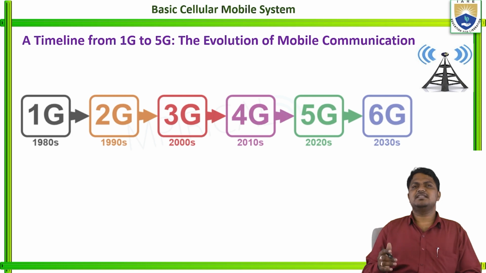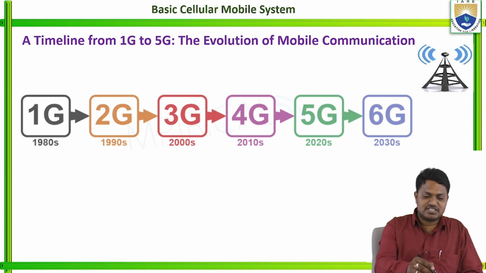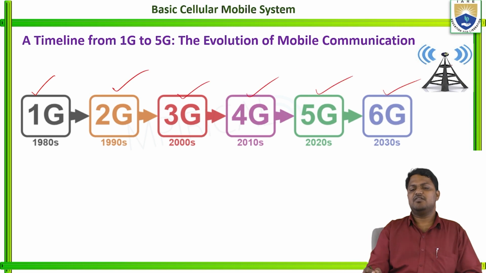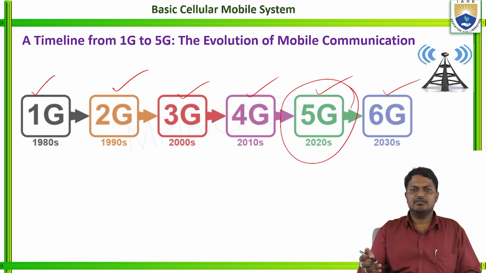Next we will discuss different types of multiple access techniques. Now this is the evolution of the mobile communication network. The first one is 1G communication, next 2G, 3G, 4G, 5G, and here it is 6G. Now we are at 5G only. 6G is being developed now. We expect 6G communication in 2030.